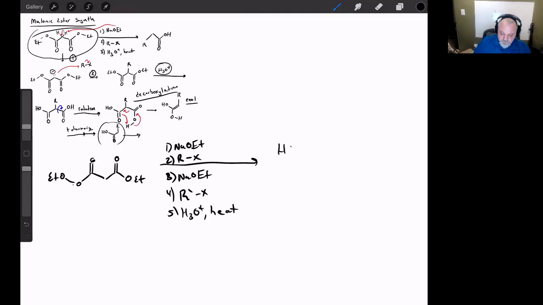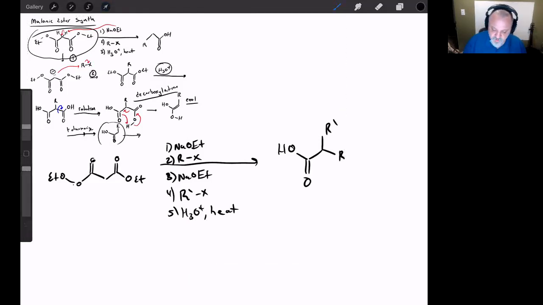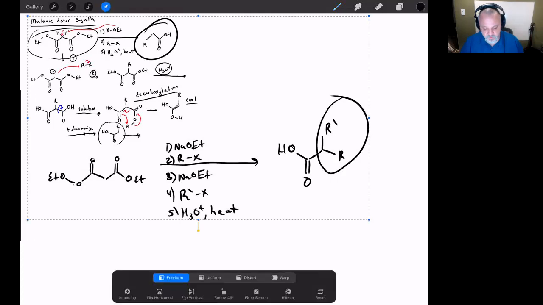I still end up with a carboxylic acid, but in this case, the carboxylic acid has two R groups, R and R prime. So you can do the alkylation twice, depending on the conditions of the reaction or the reaction sequence that you use. So that's an important consideration to think about, whether or not you've added two R groups at the alpha position or just one R group at the alpha position.